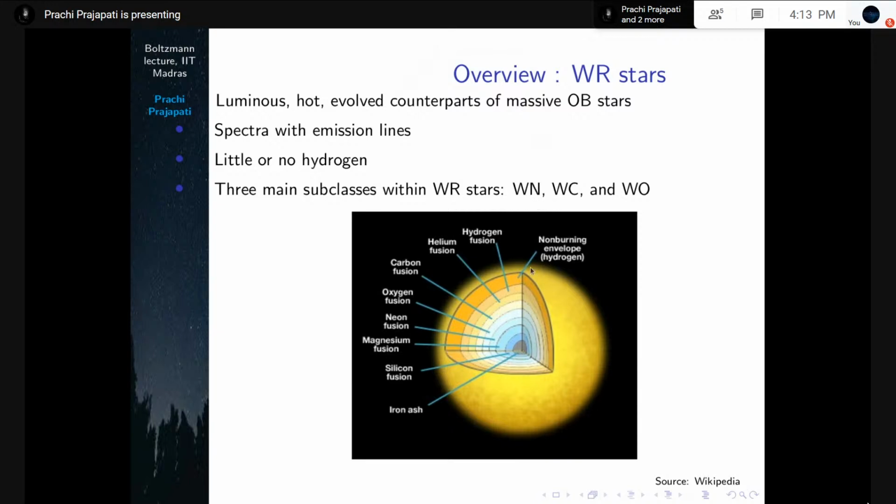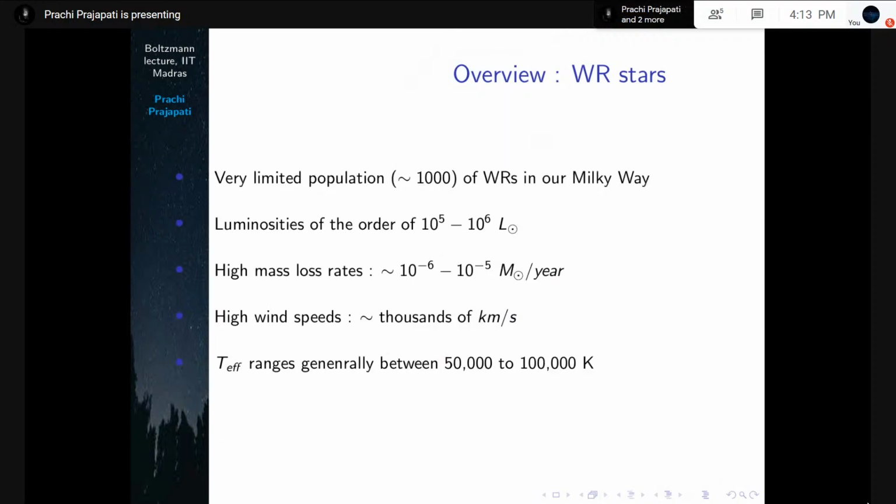WN means it is showing nitrogen enrichment on its surface. That means this phase is going on when nitrogen is getting fused, then eventually carbon and oxygen. As it goes towards WO, it becomes hotter and hotter. So that is how the evolution happens. Within these three subclasses, there is even more categorization from 0 to 9. That is not important as of now, but I will talk about it when it comes up.